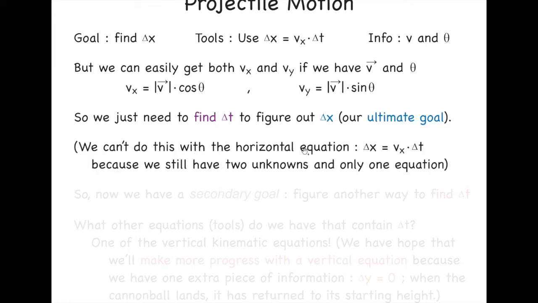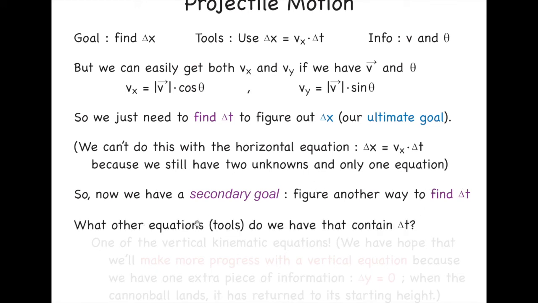Problem is that we can't do this with the horizontal equation. Because you see with this equation, we're trying to figure out delta x. We need to know delta t, so that's two unknowns for one equation, and that's not a solvable problem. So that means we have a secondary goal. In order to get delta x using this equation, I first have to find delta t.